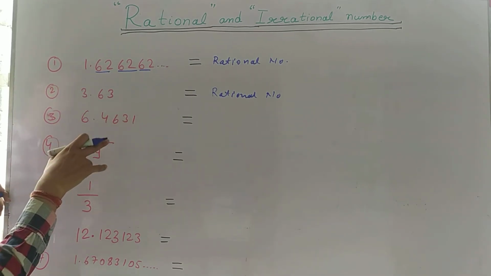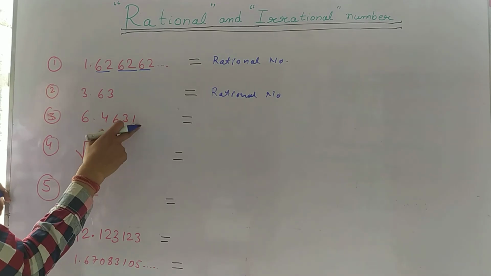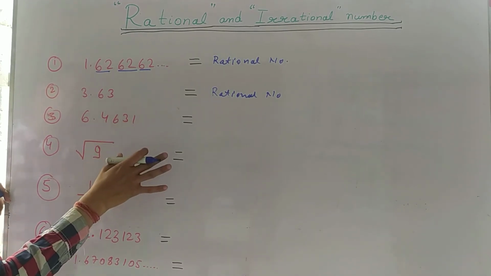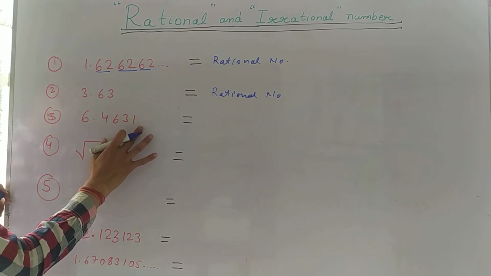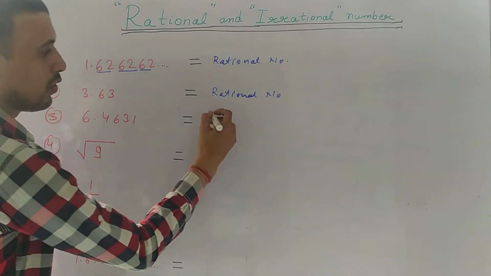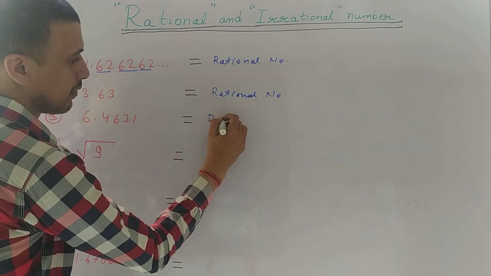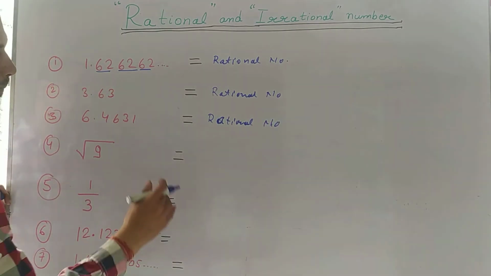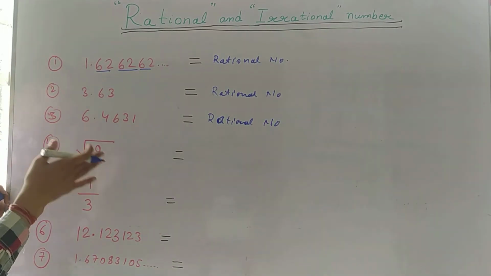Now next, 6.4631. In this case, after the decimal and after the 1, there is no dot and no recurring sign present. It means this is terminating, and terminating means this is also a rational number. Clear?